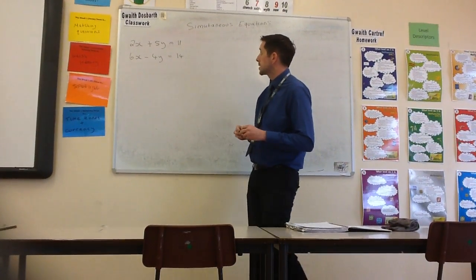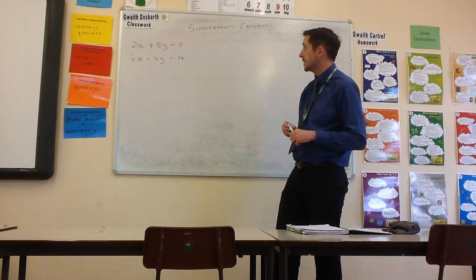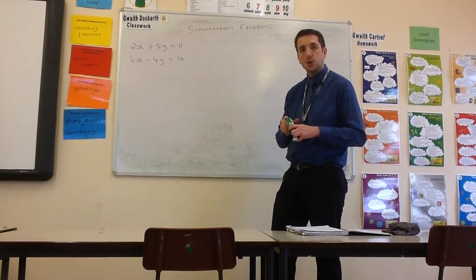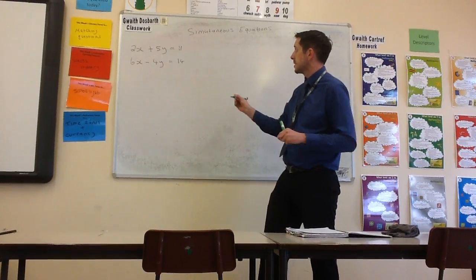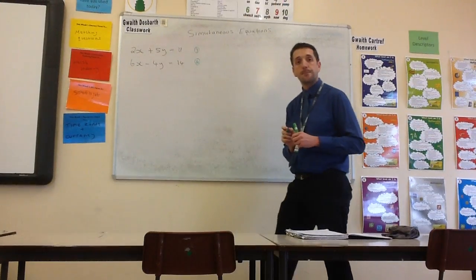Two equations: 2x plus 5y equals 11, 6x minus 4y equals 14. As we said in the previous video, the first thing we need to do to solve a simultaneous equation is label them equation 1 and equation 2.